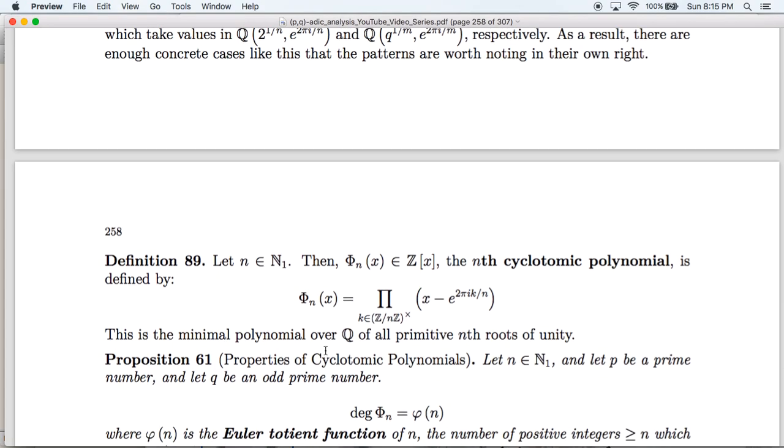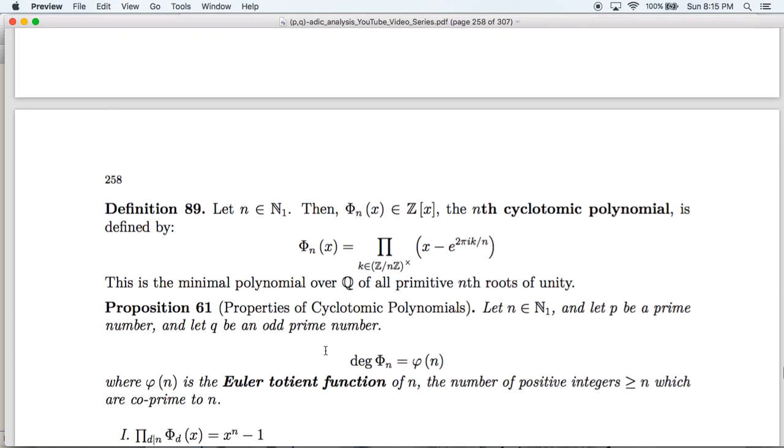So let n be a positive integer. Then the nth cyclotomic polynomial, big Phi_n of x, is the integer coefficient polynomial given by the product over all of the primitive nth roots of unity. And so remember, this is my notation for the set of positive integers from 1 through n which are coprime to n.